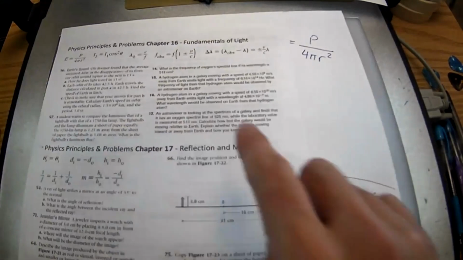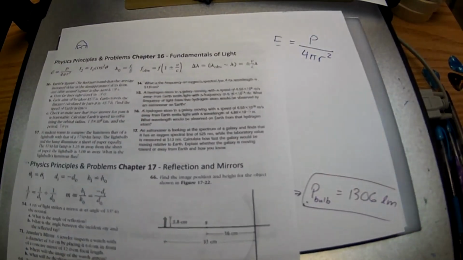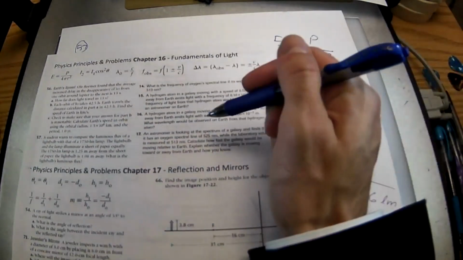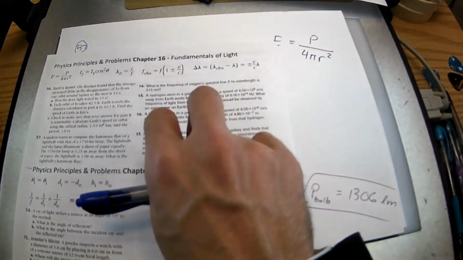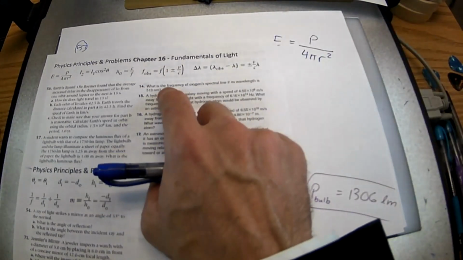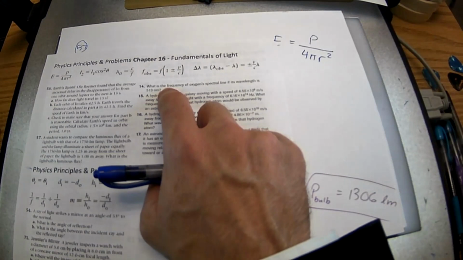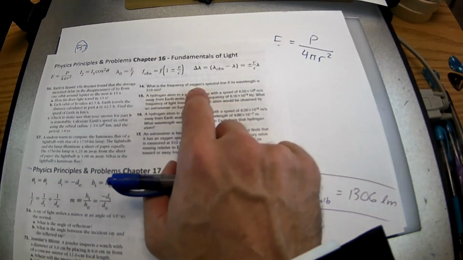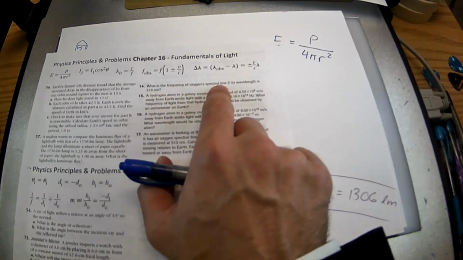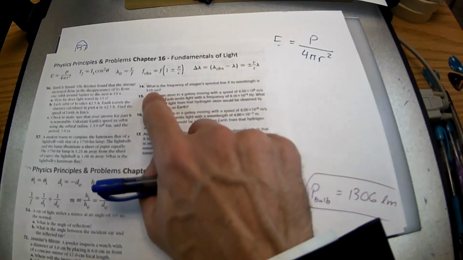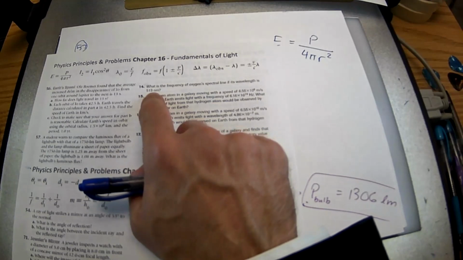These other 4 questions from chapter 16 are all about astronomy, looking at galaxies, something about Doppler shift. Let's start with something pretty fundamental here. What is the frequency of oxygen's spectral line? Ooh, I need to tell you guys about spectrometry. If its wavelength is 513 nanometers, right?